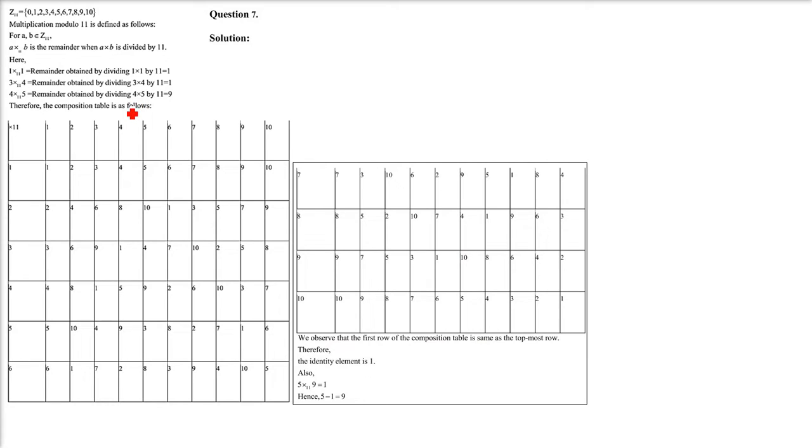Question number 7. Find the inverse of 5 under multiplication modulo 11 on Z11. When the set is not given, you have to write all the values up to the modulo, after that whatever number is there. For example, here we have ×11.